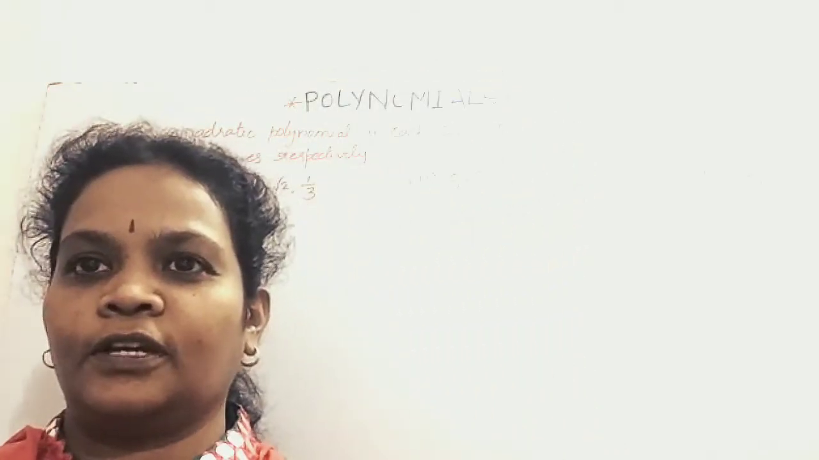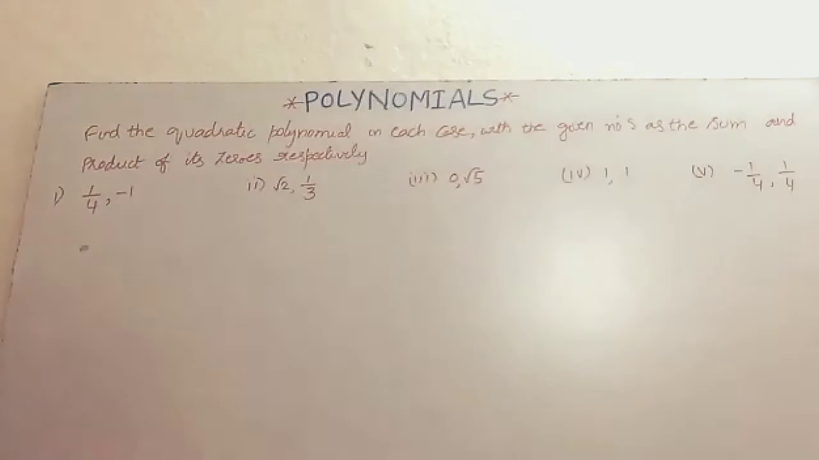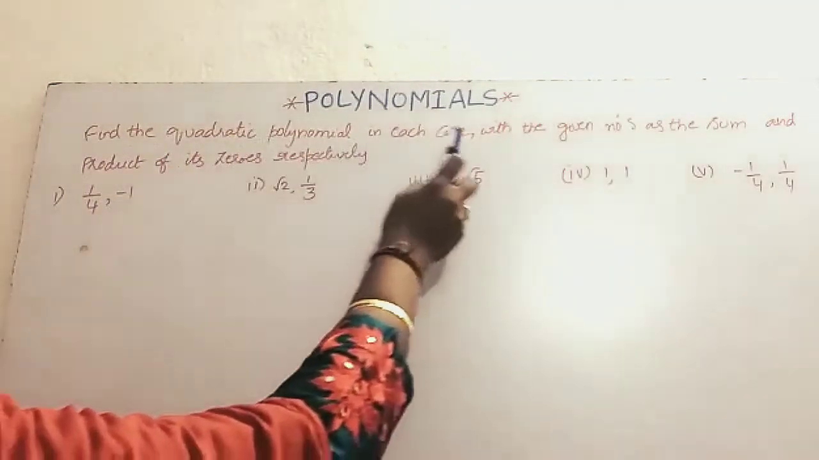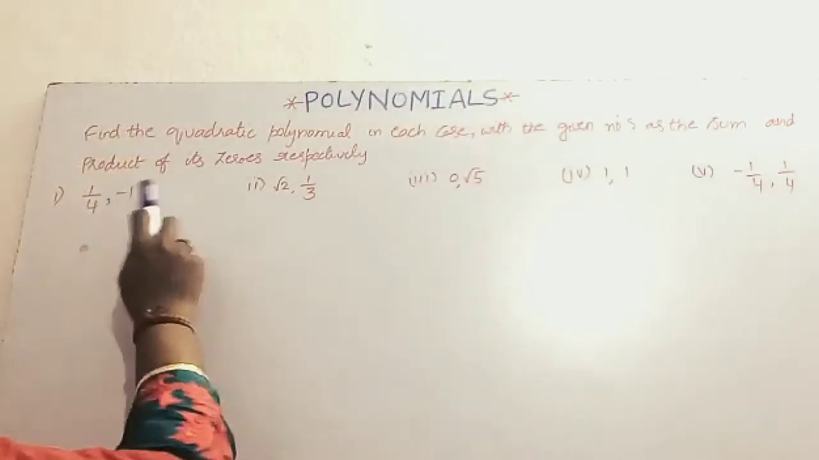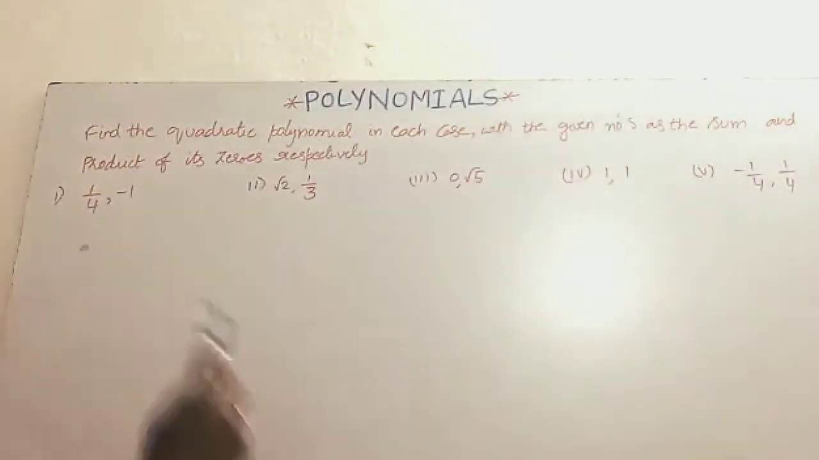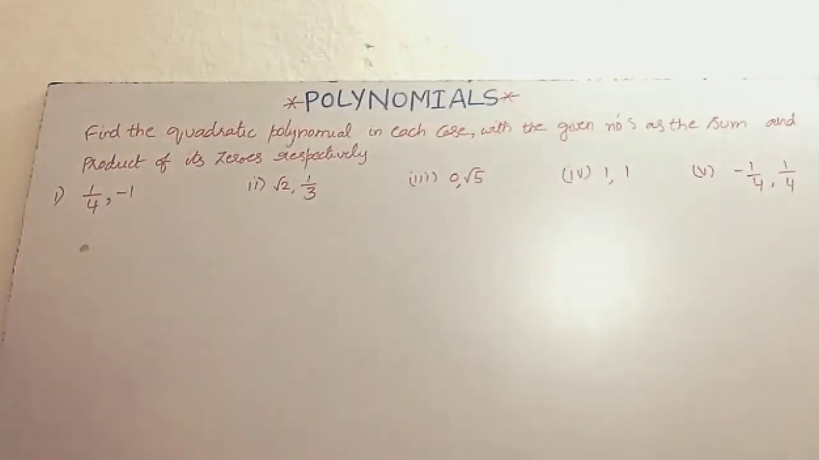Hello students, today we will discuss the exercise problems in polynomials. And the first problem is: find the quadratic polynomial in each case with the given numbers as the sum and product of its zeros respectively. First one is 1 by 4, comma, minus 1.